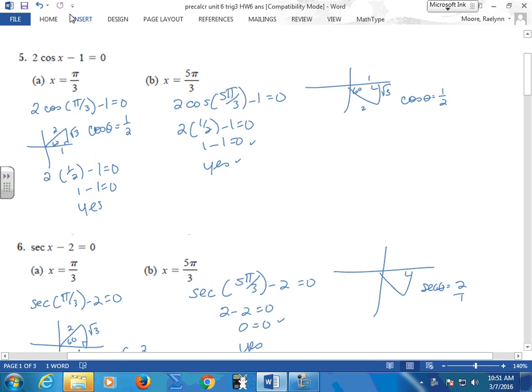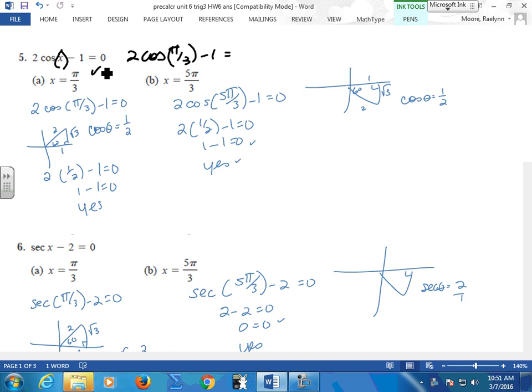There are a couple of ways you could do this. Just put your calculator in the mode for radians and substitute this back in. So in your calculator, you would say 2 cosine pi over 3 minus 1 equals, and if it says 0, then yes, it's a solution. You could put it in degrees, convert those to 60 degrees, and put your mode in degrees if you wanted to. Or you could also solve the equation.